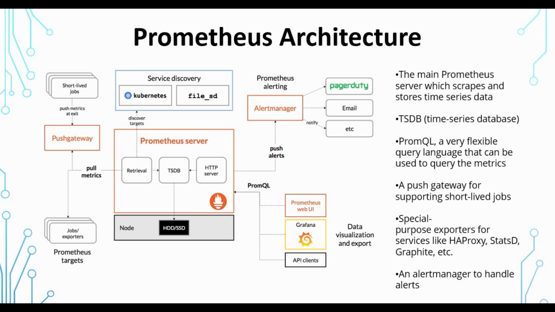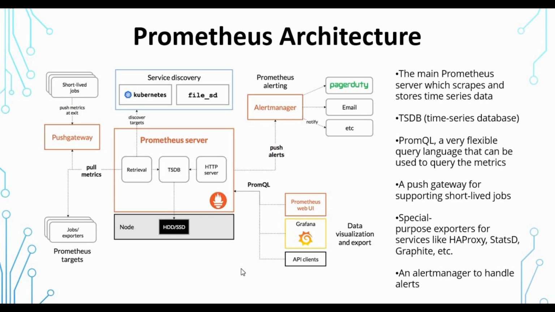Now let's talk a little bit about the architecture. If you see this diagram of the Prometheus architecture, this is taken directly from the Prometheus website. Now if you see, we have a few components. In the overall architecture, you see that you have a core Prometheus server. We'll be installing the Prometheus server using the Helm operator.